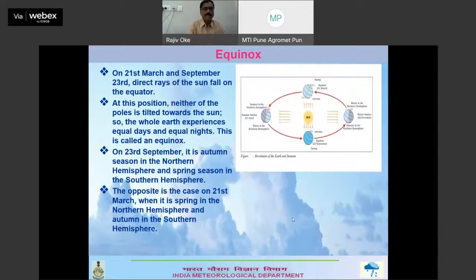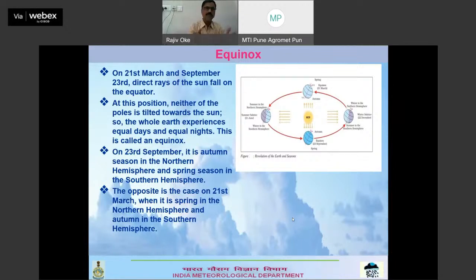Now, another feature is the equinox. On 21st March and 23rd September, direct rays of the sun fall on the equator. At this position, neither of the poles is tilted towards the sun, so the whole Earth experiences equal days and equal nights. This is called the equinox, equal duration of night and day. On 23rd September, it is autumn in the northern hemisphere, whereas spring in the southern hemisphere. The same is opposite for 21st March.